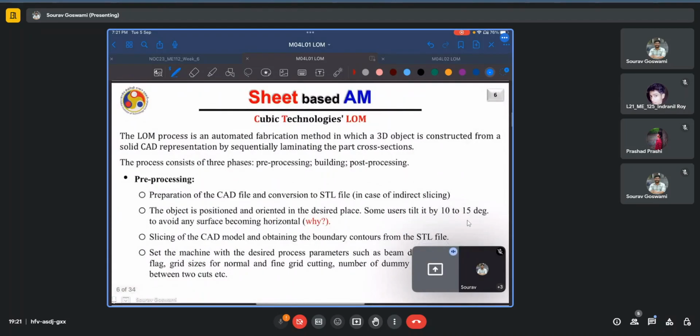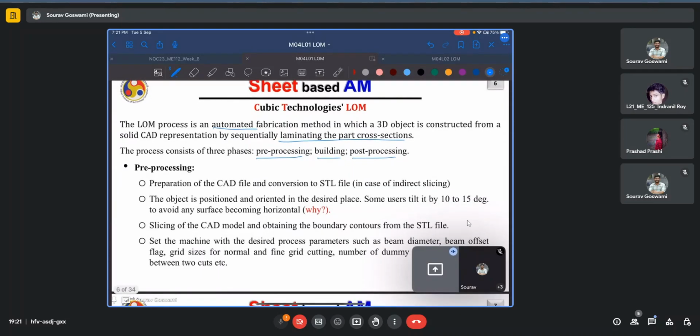Now going to the details. It's an automated fabrication process in which a 3D object is constructed from a solid CAD representation by sequentially laminating the part cross sections. And just like any other AM process, this also has three phases, which are pre-processing, build, and post-processing. In the pre-processing stage, as usual, we prepare the CAD file and convert it to STL, if you're opting for indirect slicing. If you're opting for direct slicing, we can also slice directly from the CAD file itself.